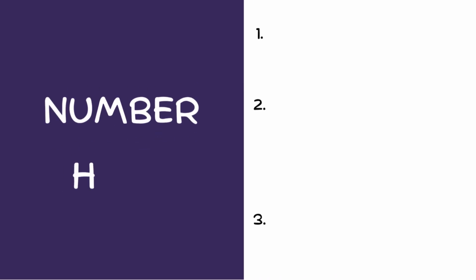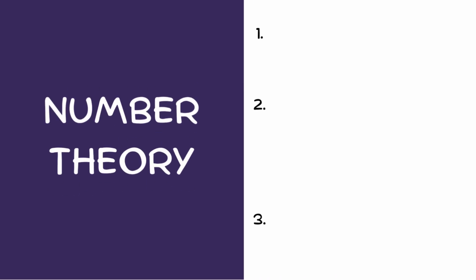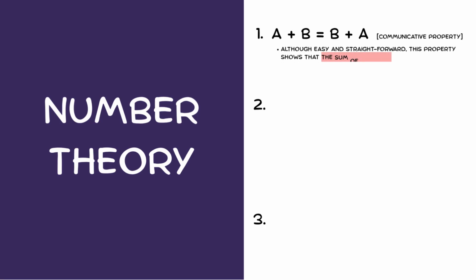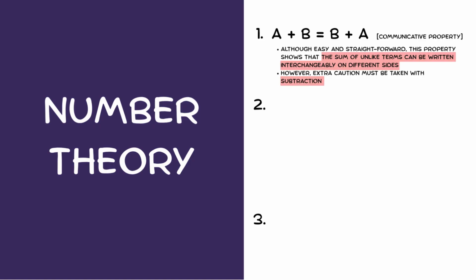Now there are 3 properties of real numbers that are pivotal to understand. Firstly, any value a plus or any value b must be equal to b plus a. This is a commutative property, indicating that the sum or difference of unlike terms can be written interchangeably on the same side.